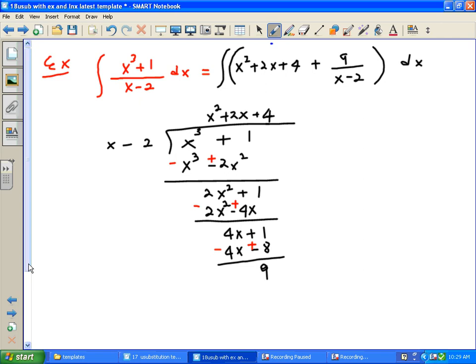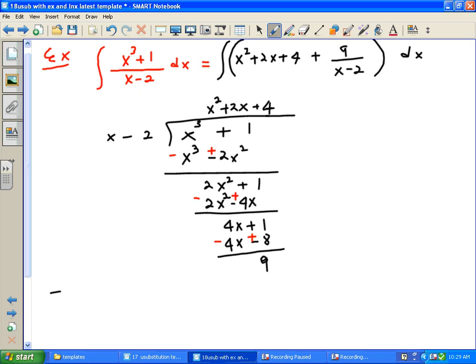I'm going to just continue down below. The integral equals, integrate the x squared, and what do you get? x to the 3 over 3.